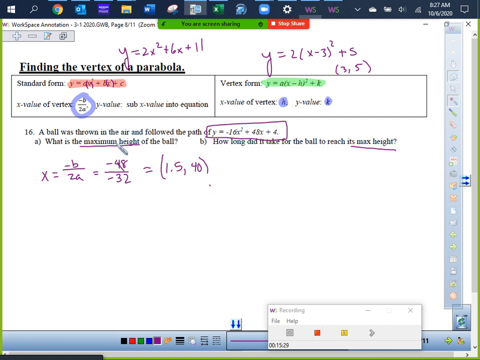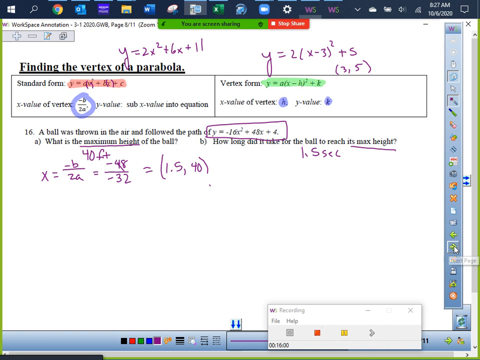What is the maximum height of the ball? Is it the 1.5 or is it the 40? 40. Label, feet. How long did it take? 1.5 seconds. Questions about that? I found the vertex.